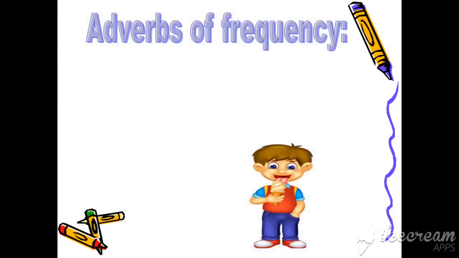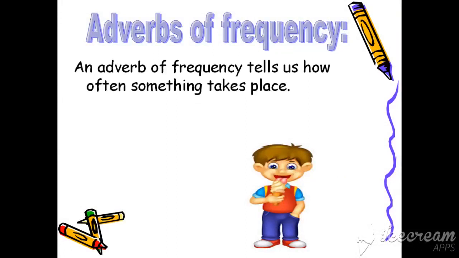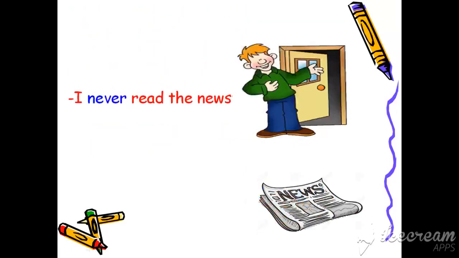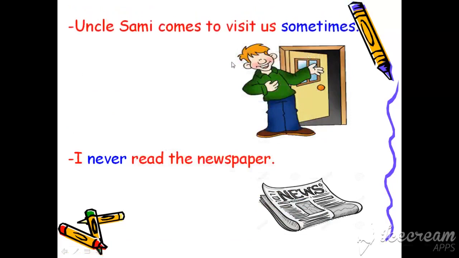Adverbs of frequency اللي هي ظروف التكرار. An adverb of frequency tells us how often something takes place. يعني بحكي لنا عن التكرار أو كل قديش بيحدث الشيء. تكرار حدوث الشيء. Here we have an example. Ayman often eats ice cream in the evening. Often is an adverb of frequency. I never read the newspaper. Never is an adverb of frequency. Uncle Sammy comes to visit us sometimes. Sometimes is an adverb of frequency.